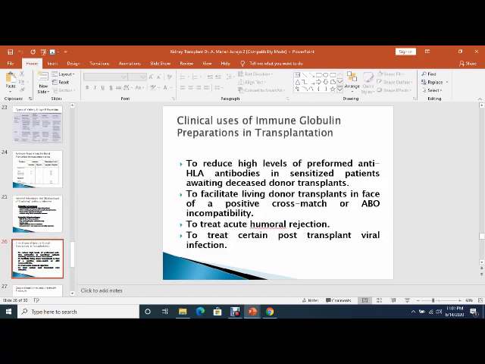So what are the clinical uses of immunoglobulin preparations in transplantation? Immunoglobulins are usually given to reduce the high level of preformed HLA antibodies in sensitized patients awaiting a deceased donor transplant, to facilitate living donor transplant in positive cross-match or ABO incompatibility, and to treat acute humoral rejections.